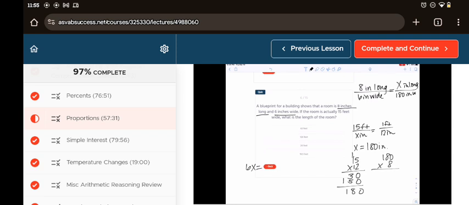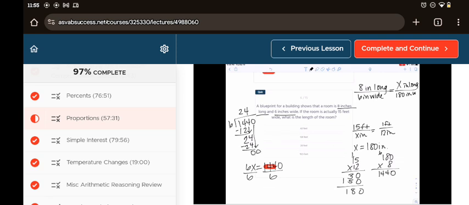180 times 8, I'm going to calculate over here. 8 times 0 is 0. 8 times 8 is 64, so I put a 4, carry the 6. 8 times 1 is 8, plus 6 is 14. So I have 1440. And I'm going to divide by 6 on each side. Let me do that division problem. 1440 divided by 6. 6 goes into 14 2 times. 6 times 2 is 12. 14 minus 12 is 2. Bring down the 4. 6 goes into 24 4 times. 24 minus 24 is 0.